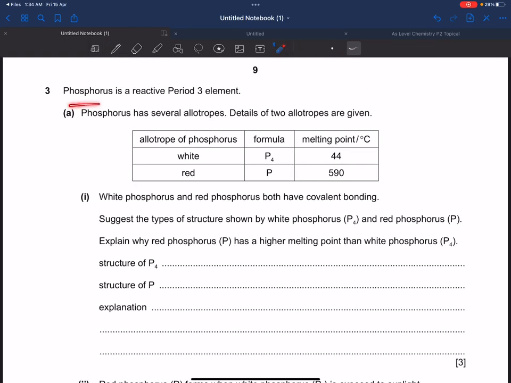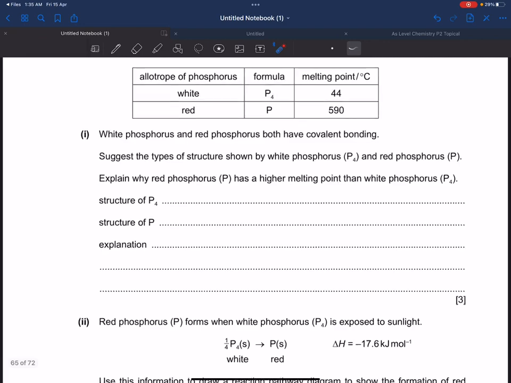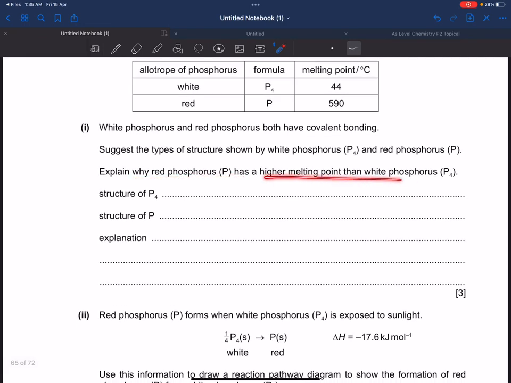Phosphorus is a reactive element of period 3. It has several allotropes. What are allotropes? Allotropes are different forms of the same element, like carbon has allotropes, diamond and graphite. Similarly, phosphorus also has allotropes. Details of two allotropes are given: white phosphorus and red phosphorus. White phosphorus formula is this, melting point is this. Red phosphorus is P, and P has a melting point of 590, very high. White phosphorus and red phosphorus have the same covalent bonding. Suggest a type of structure shown by white phosphorus and red phosphorus. Explain why red phosphorus P has a greater melting point than white phosphorus.